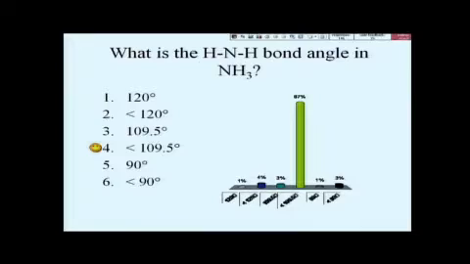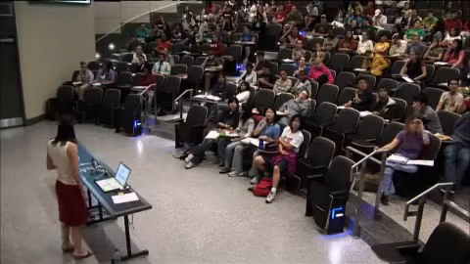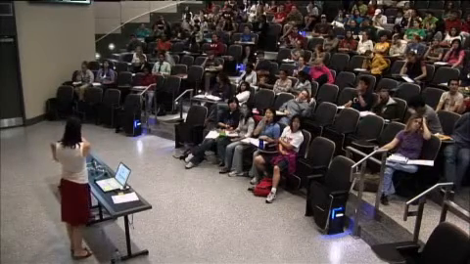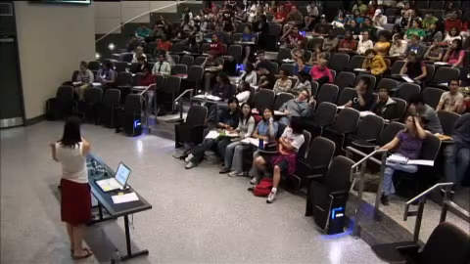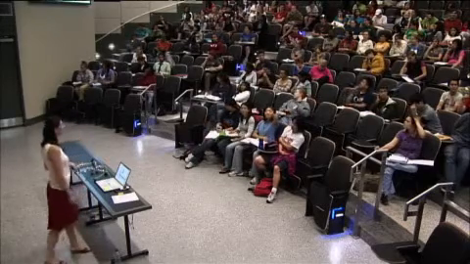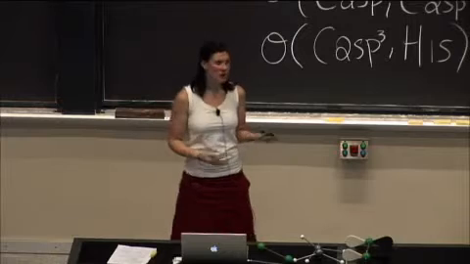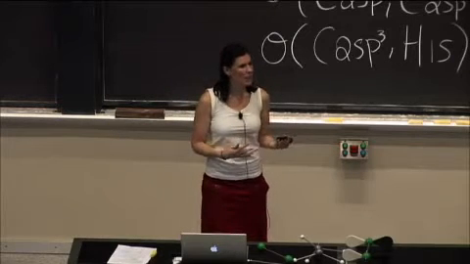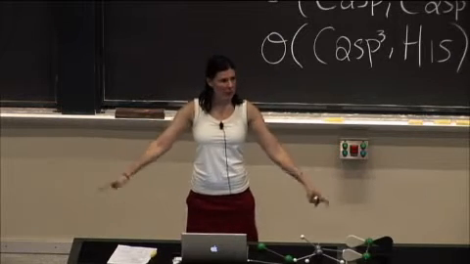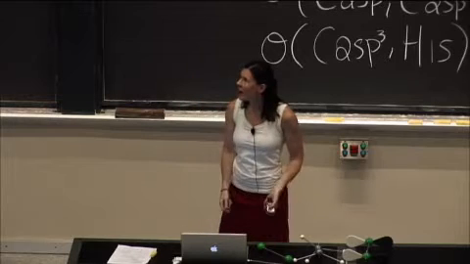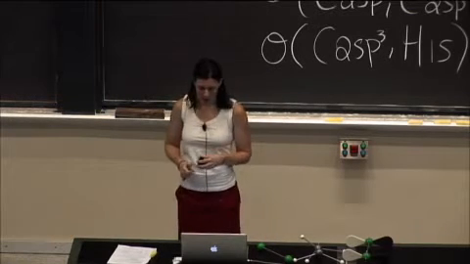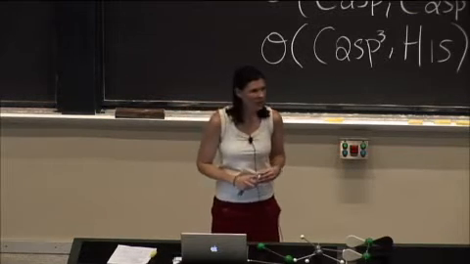Okay, great. Even thinking quickly, most of you got it correct. So what we see is on ammonia here, we know that it's less than 109.5. It's actually 107, so it's less than 109.5 because of that lone pair pushing down on the bonding electrons. And what is the shape for one more clicker question on ammonia?